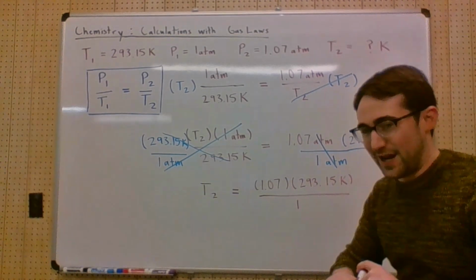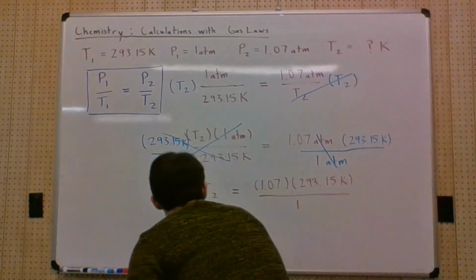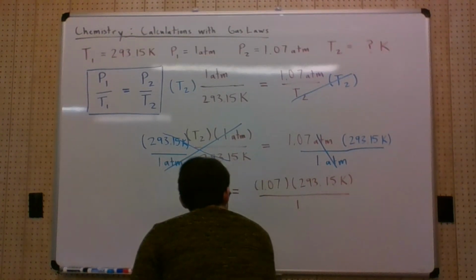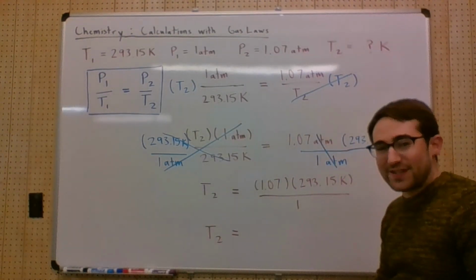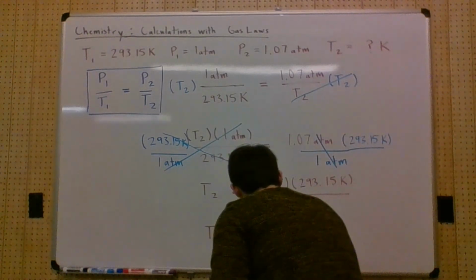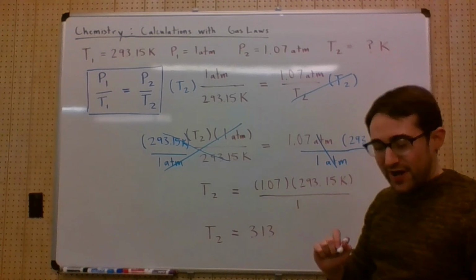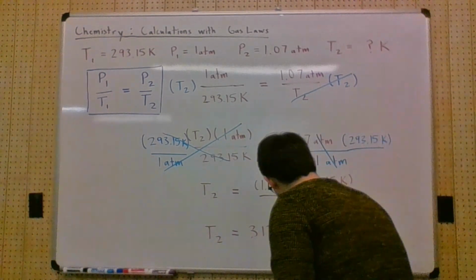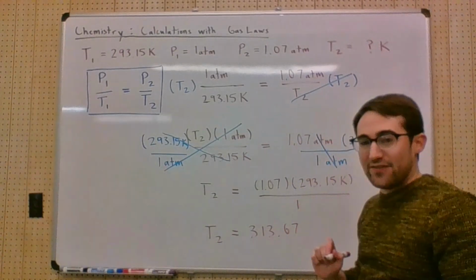Okay, so this is what I got my answer to be. The new temperature inside that hand boiler is going to be about 313.67 Kelvin.